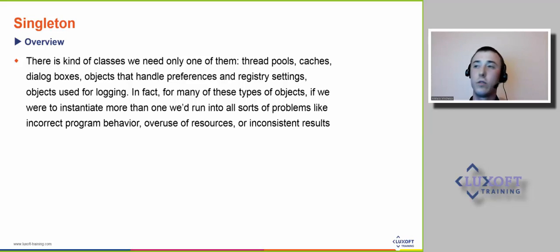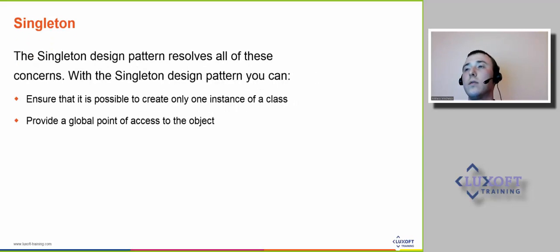In fact, for many types of objects, if we were to instantiate more than one, we would run into all sorts of problems, like incorrect program behavior, overuse of resources, or inconsistent results. In this case, we can use the Singleton design pattern, and it resolves all of those concerns. With the Singleton design pattern, we can ensure that it's possible to create only one instance of our class, and we can provide a global point of access to the object.